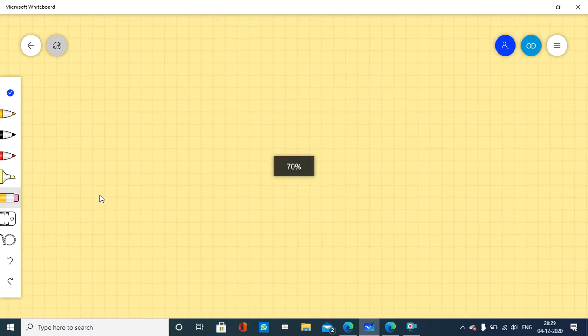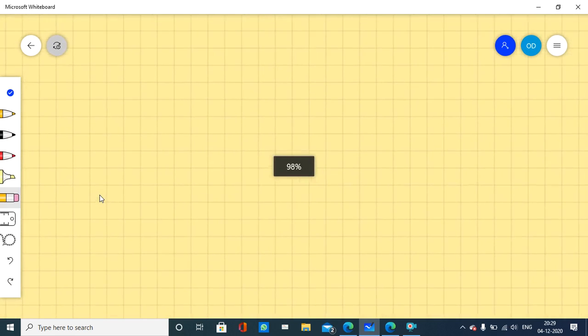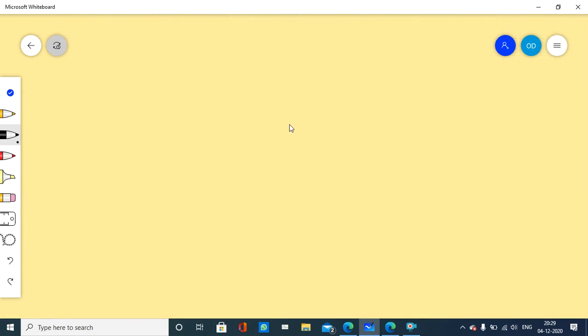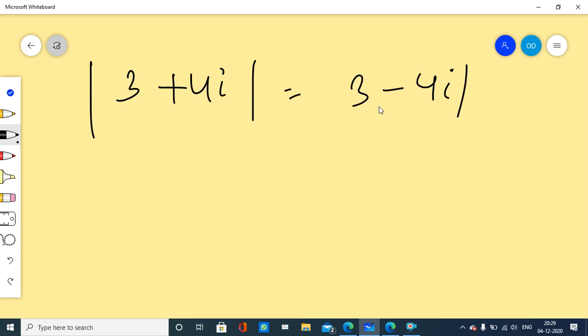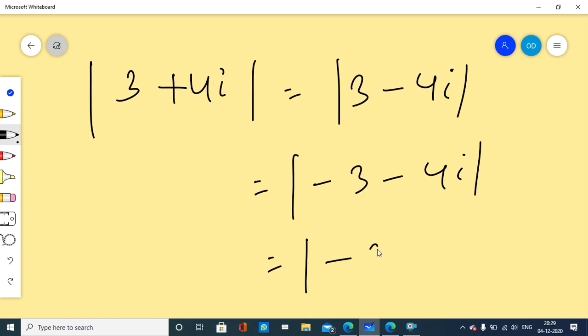So guys, can I say directly, without finding the value, that the modulus of 3 plus 4i must be equal to the modulus of 3 minus 4i, must be equal to the modulus of minus 3 minus 4i, must be equal to the modulus of minus 3 plus 4i? Can I?